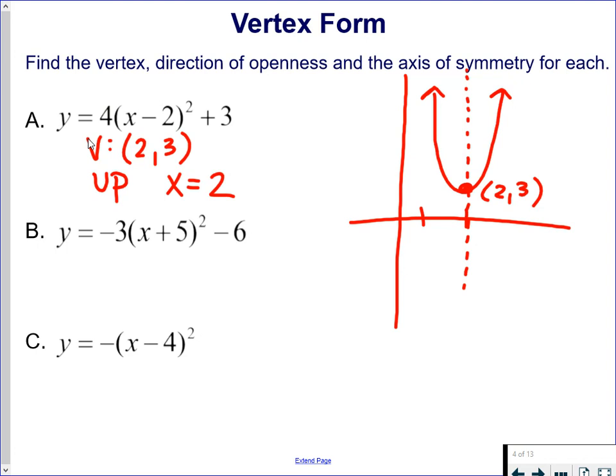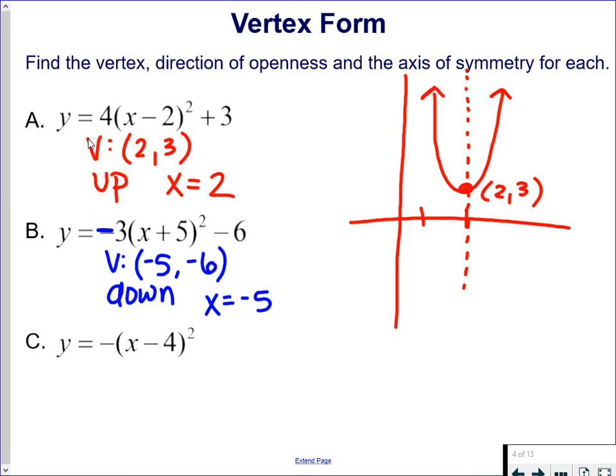Okay, who has the answer for part B for me? Vertex -5, -6. Okay. Opens down. And what's my axis of symmetry? X equals -5. Good. Okay. Remember this negative here tells me that it opens down. Take the opposite of what's inside the parentheses. So -5, -6. Okay.